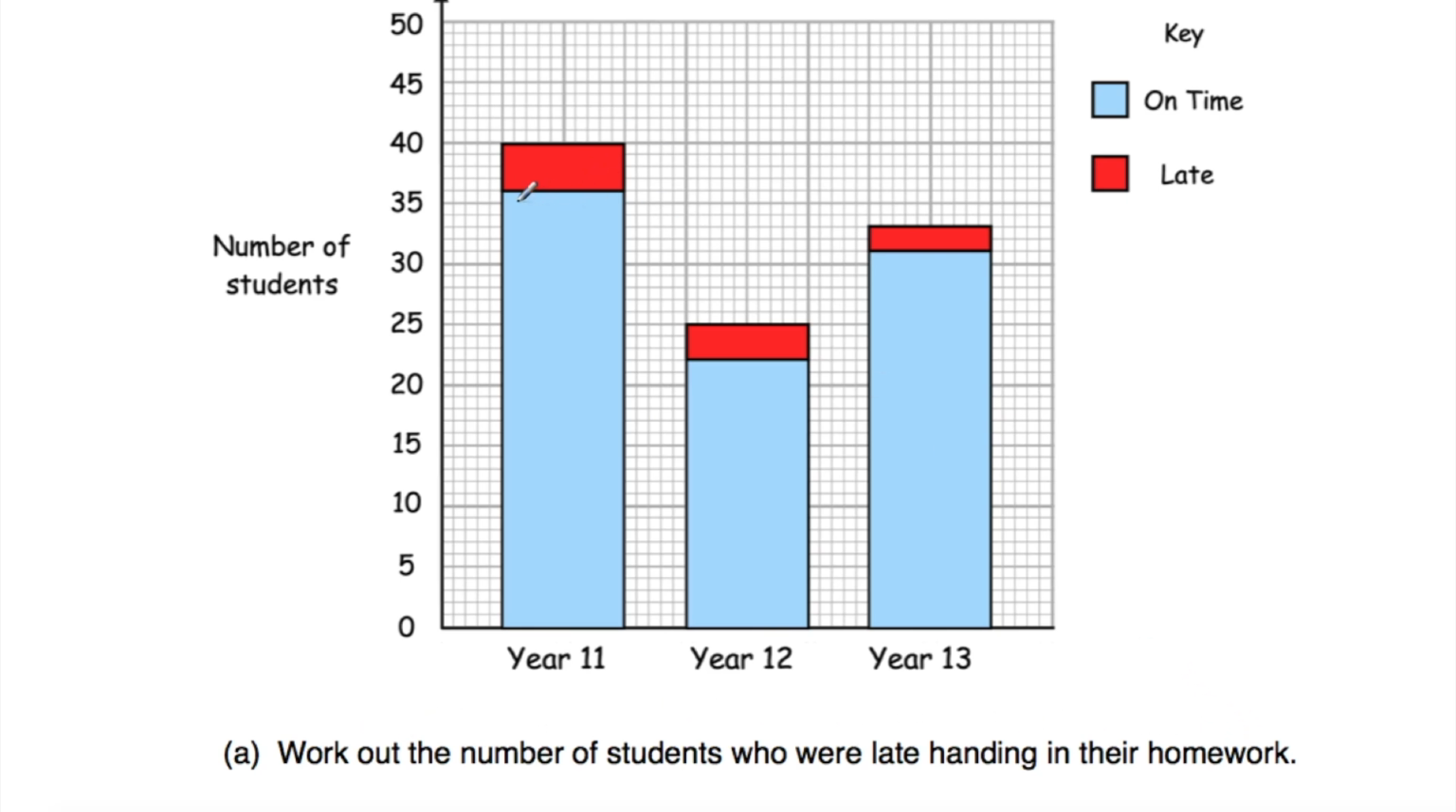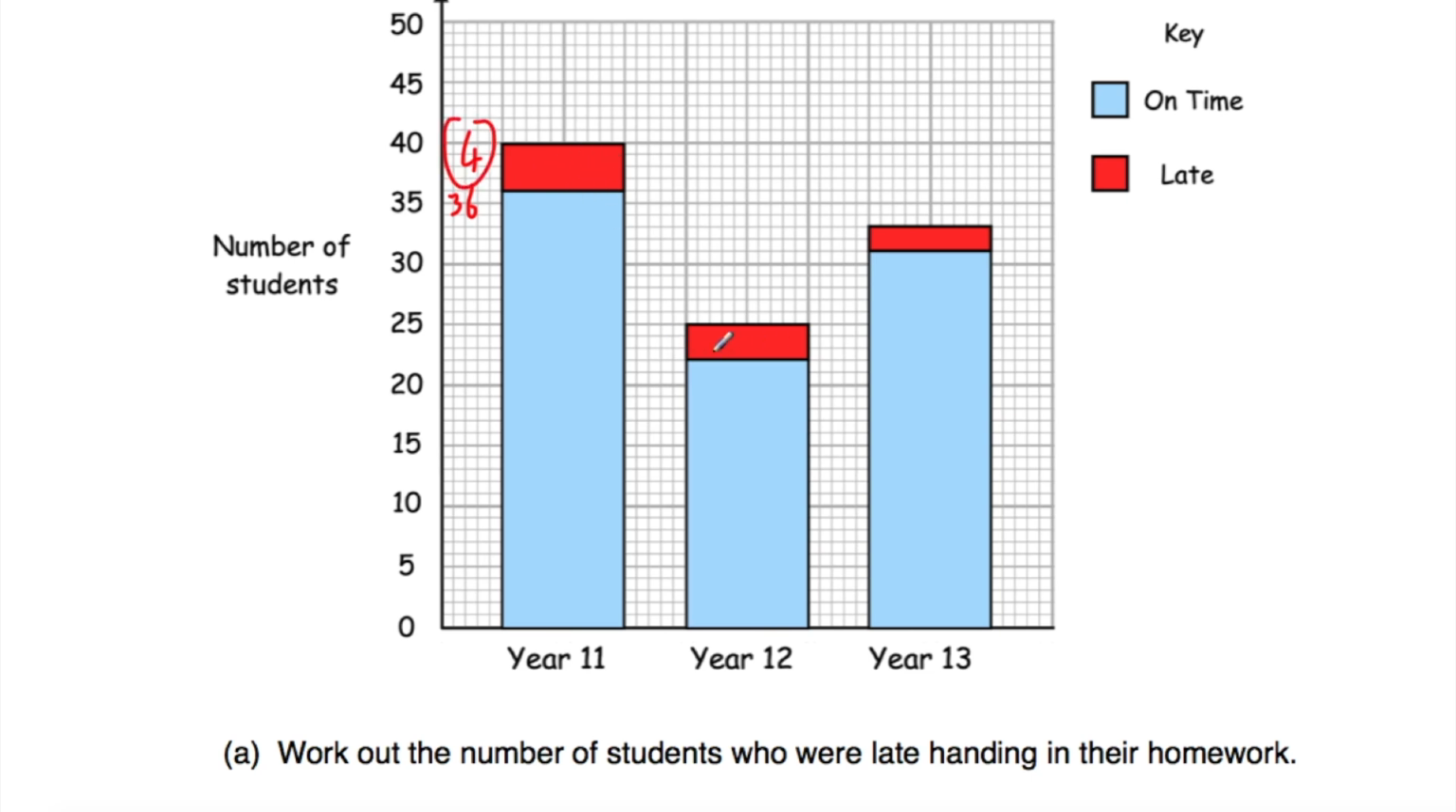So let's see how many students handed in their homework late. So in terms of year 11, we've got 35. Let's just check the scale. 1, 2, 3, 4, 5. Yep, we're going up in ones. So 36 handed in their homework on time. And that means the rest, it was 40 altogether. 40 take away 36 would be 4. And let's just check that. 1, 2, 3, 4. So 4 were late in year 11.